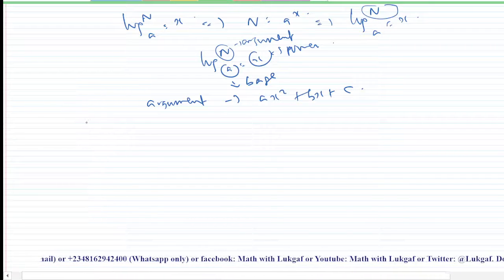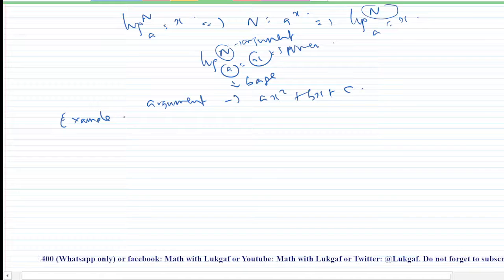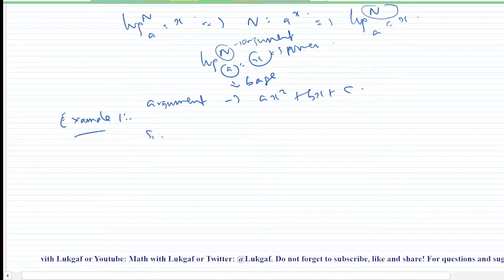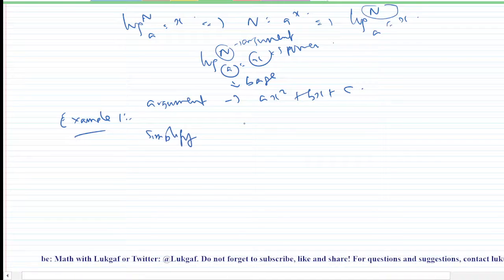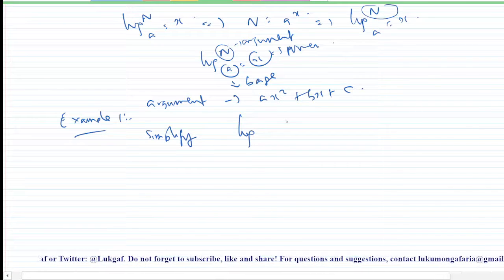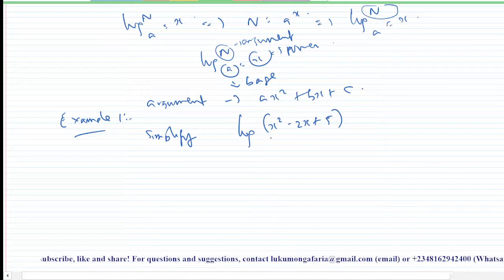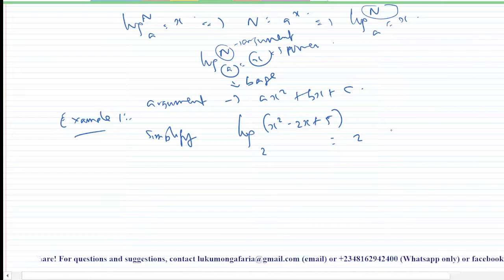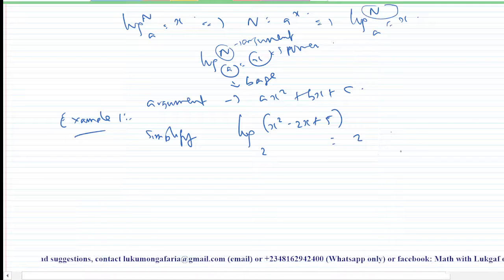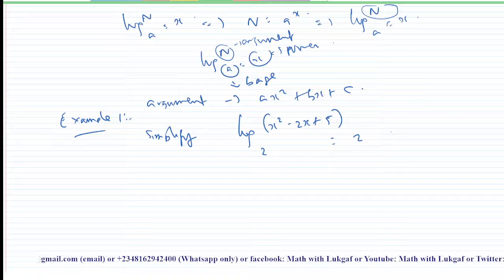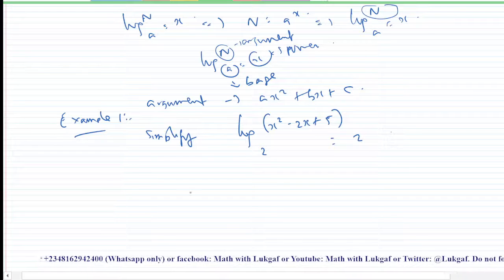Example number 1, simplify log of x squared minus 2x plus 5 base 2 is equal to 2. This is not difficult to do. We already know how to solve it. So just follow your principle. Remember, this is a logarithmic equation.